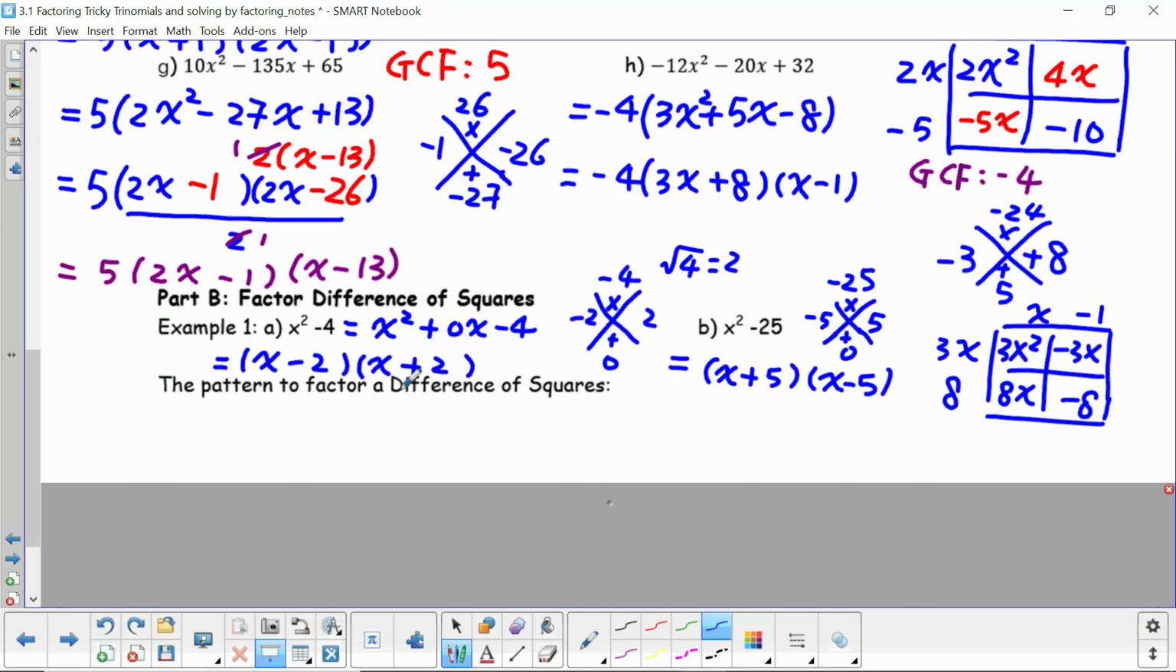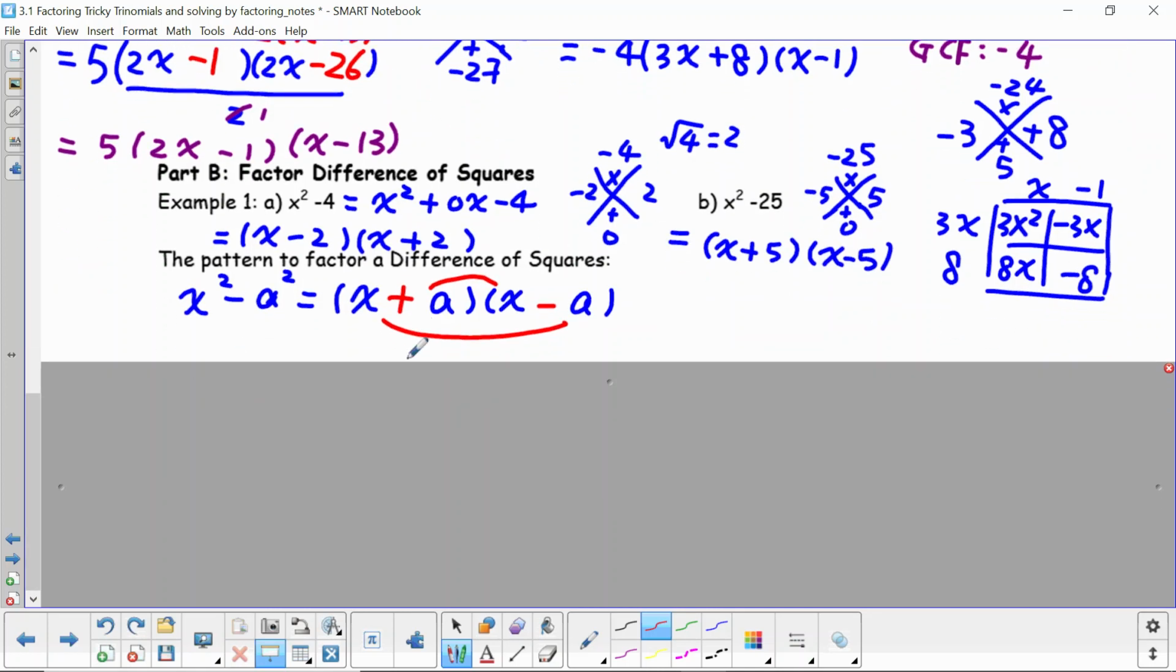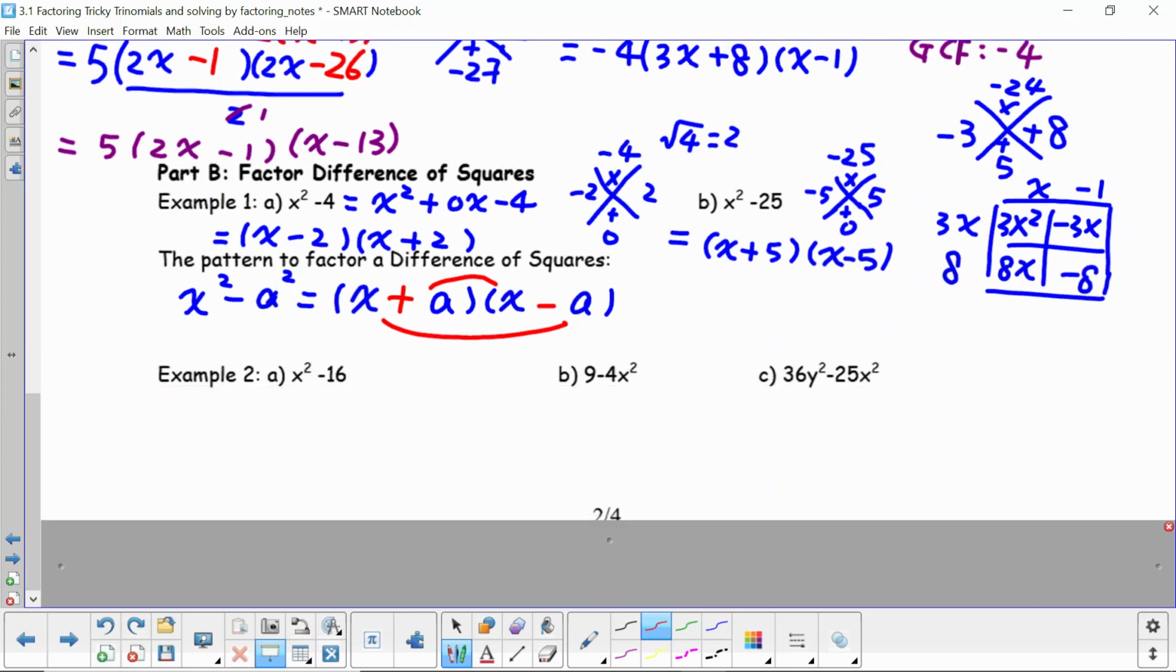Then you will see there is a pattern. If we have x squared minus a squared, you will always have just the square root of each term put in the bracket. So x times x gives you x squared, a times a gives you a squared, and one term plus, one term minus. So plus ax minus ax, it will give you 0. So it works all the time. So this is a formula you need to remember for difference of squares.